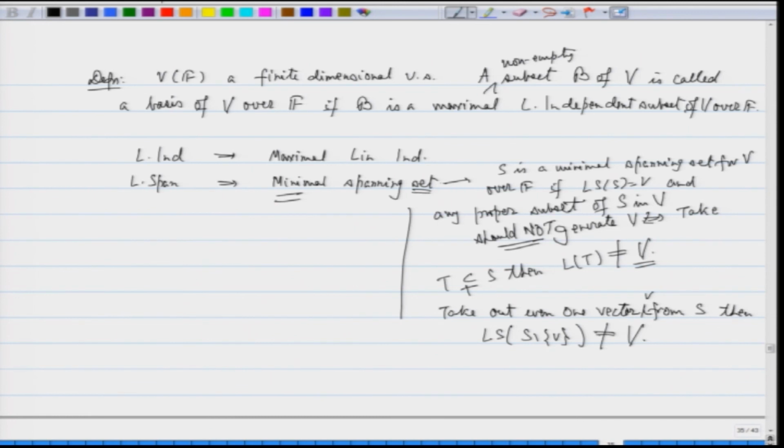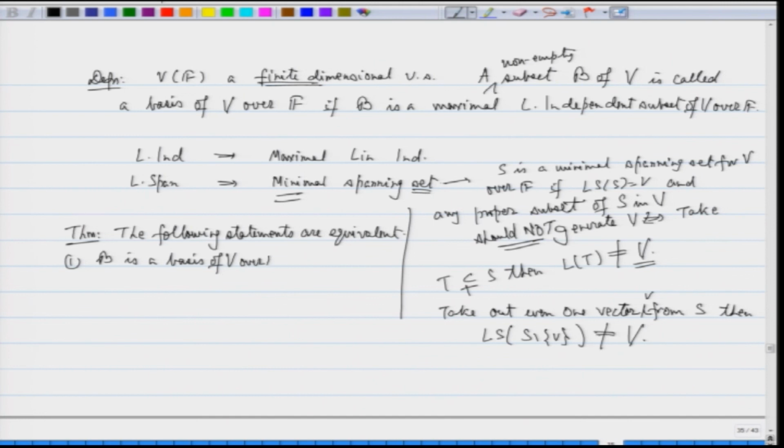So, there is this theorem which says, the following statements are equivalent. Please note that I am still having finite dimensional with me. V is finite dimensional for me, everything is finite dimensional. One, B is a basis of V over F. So, basis means, recall again, B is a maximal linearly independent set.